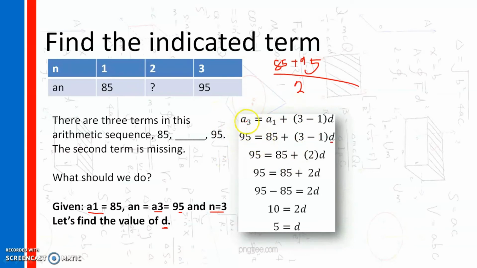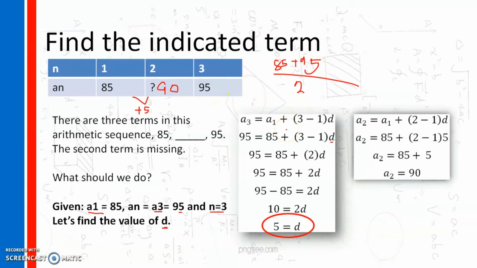So given na yung ating last term, which is a sub 3, which is 95. Then our first term is 85. And then substitute the value of n. And now, we have found the value of the common difference, which is 5. Ideally, kapag sinundan natin yung pattern, we have to add 5 to the next term to get this one. So, 85 plus 5 is 90, right?